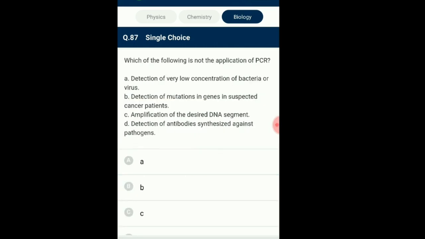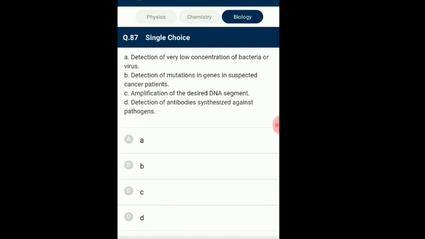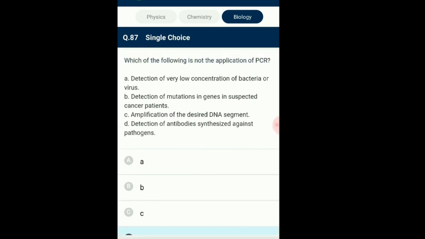Question number 87. Which of the following is not the application of PCR? Polymerase chain reaction (PCR) technology is an efficient and cost-effective way to copy or amplify small segments of DNA. PCR tests are used to detect cancer cells. PCR is not used for detection of antibodies synthesized against pathogens. So the answer for this question is option D. From the given 4 statements, statement D is not the application of PCR.